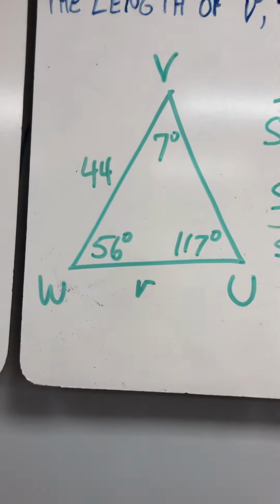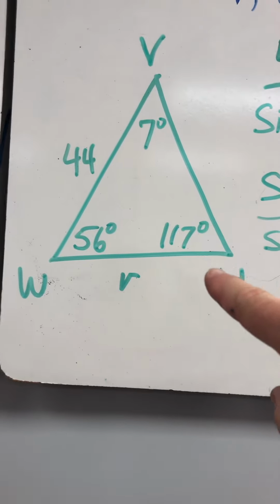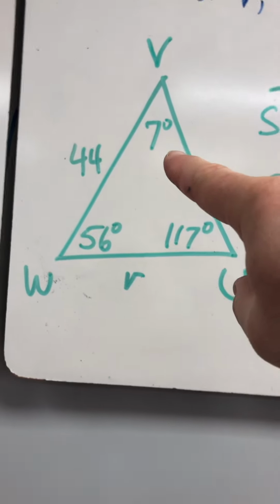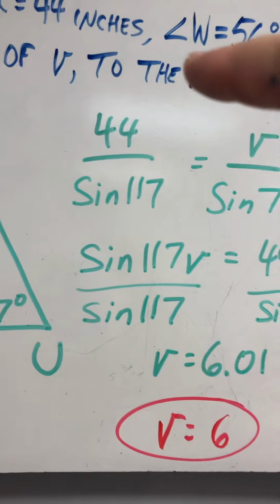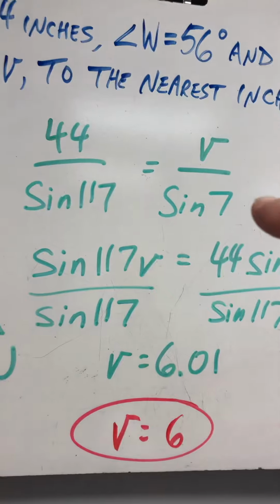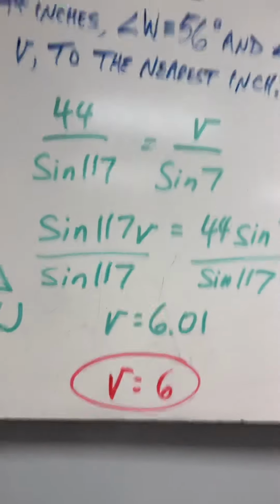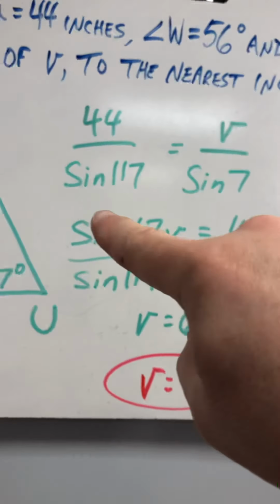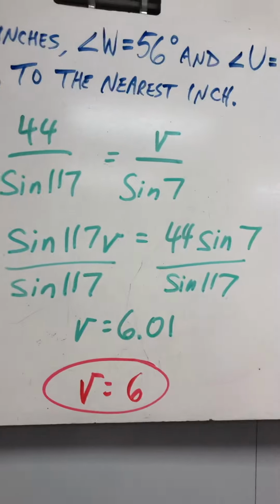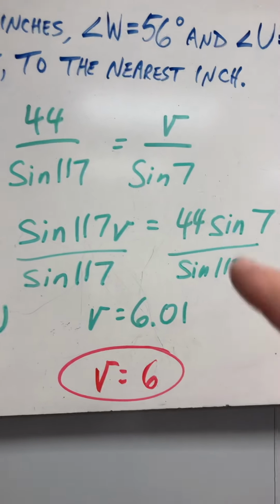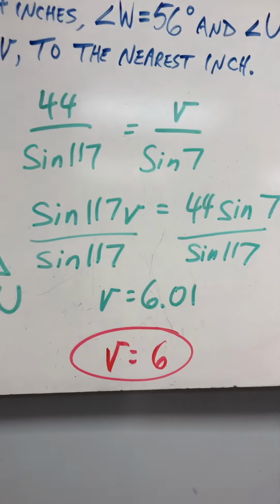So now I can say, 44 over sine 117 equals v over sine 7. Sorry, I said that wrong the first time. Cross multiply: sine 117 times v equals 44 sine 7. I'm going to divide this by sine 117 and I'll get 6.01, or 6.